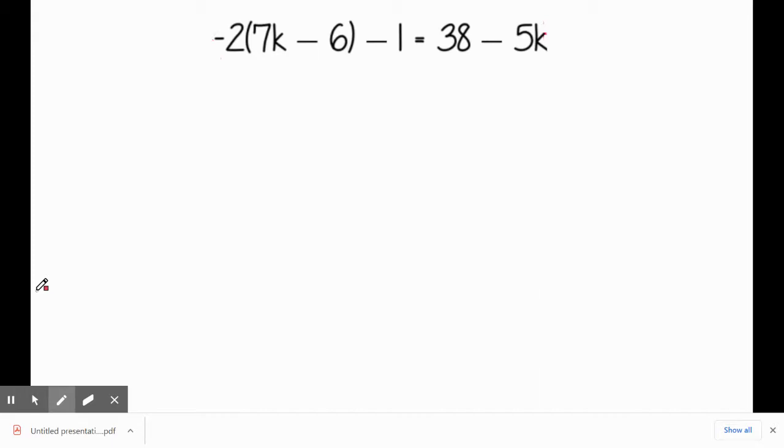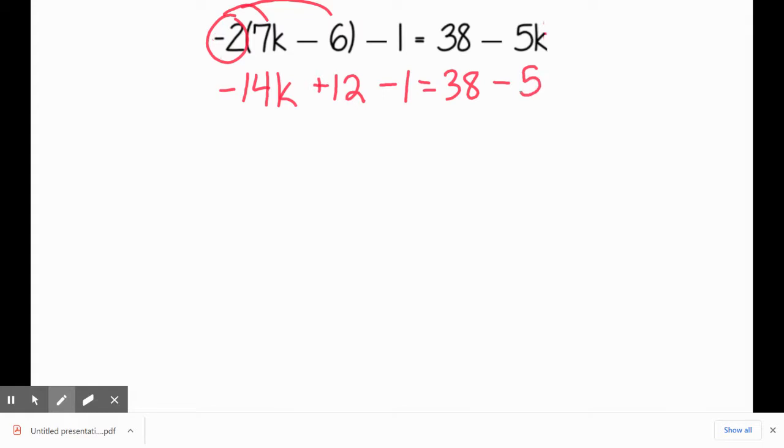So when doing this one, I see more distribution here. So I'm going to distribute the negative 2 to the 7k and the negative 6. Negative 2 times 7k is negative 14k. And negative 2 times negative 6, a negative times a negative is a positive, so that's plus 12. And then that minus 1, we can't forget about it. We don't distribute to it, but that comes down as well. So minus 1 equals 38 minus 5k.